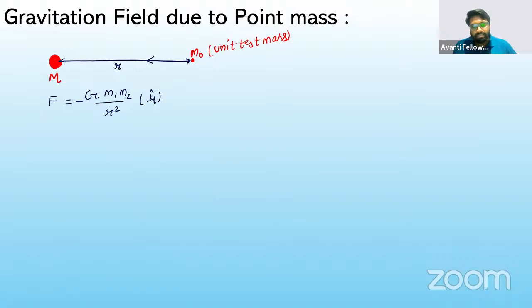R cap is the direction vector, because gravitational force always acts along the line joining the centers of any two mass particles. So that is why this gravitational force is also termed as a central force. So Fg is a central force also. Note this down.